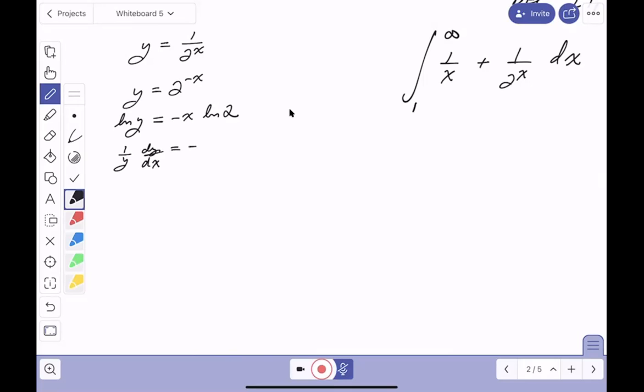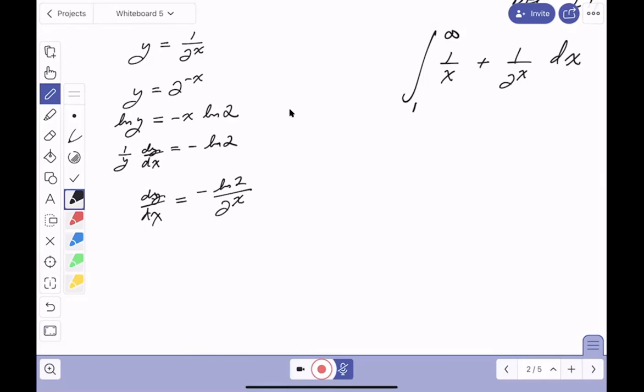What do you have here? Minus natural log of 2. So dy dx equals y. What's y? Oh, that's not so bad. So it's minus ln2 times y, which is this. All right, that's what dy dx is.